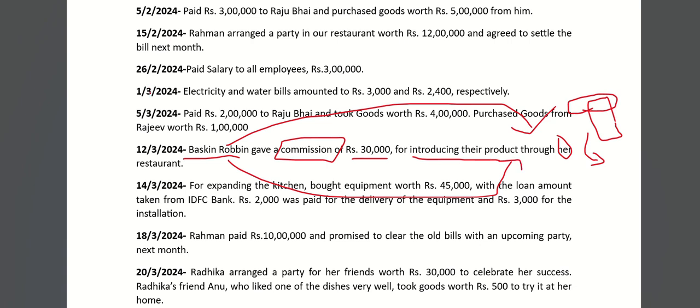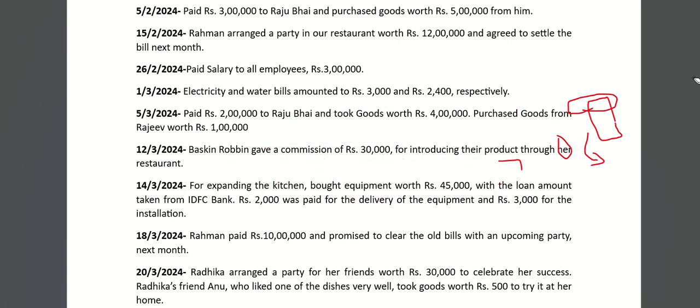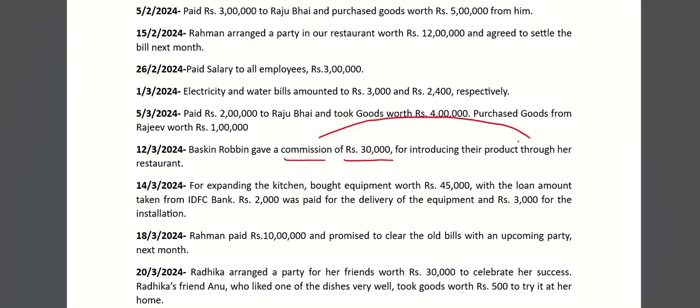If she did that well, Baskin Robbins agreed to pay her a commission. Remember, this is not the profit on sales. This is an additional amount Baskin Robbins agreed to pay Radhika for promoting a new product that they have brought to the market. So Radhika successfully promoted the product and Baskin Robbins gave a commission of rupees 30,000. Since the commission has been received by Radhika, this commission is an income for the business. Now, other than sales, the business has got one more income.